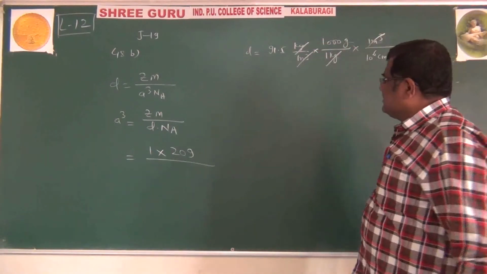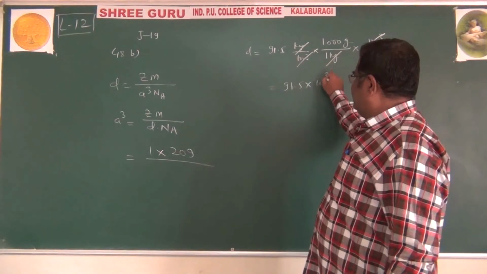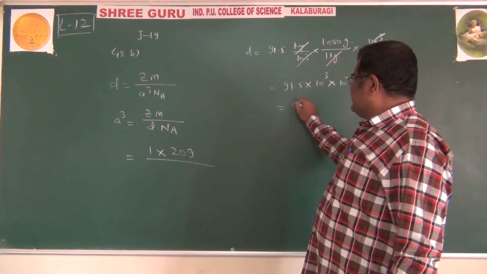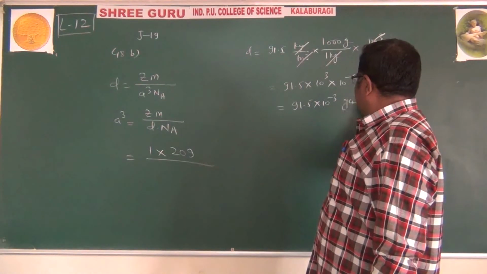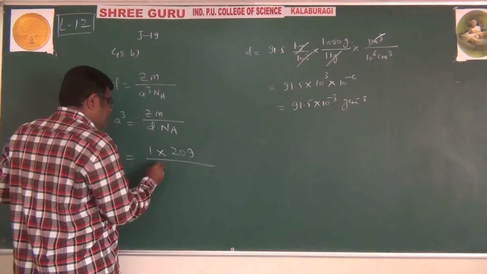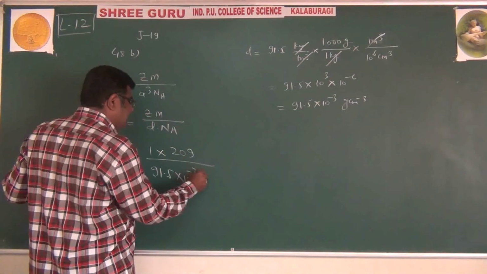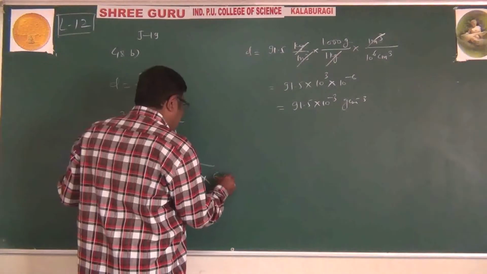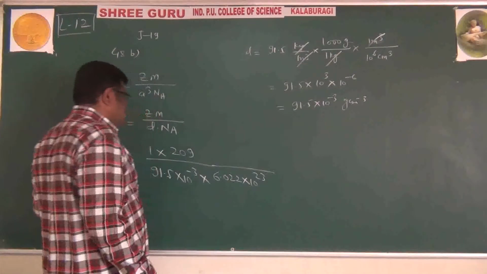So we can cancel this, and we can write 91.5 into 10 raised to 3 minus 6, so this is minus 3 gram per cubic centimeter. So this density is 91.5 into 10 raised to minus 3 gram per cubic centimeter. Avogadro number is 6.022 into 10 raised to 23. This we can add here.